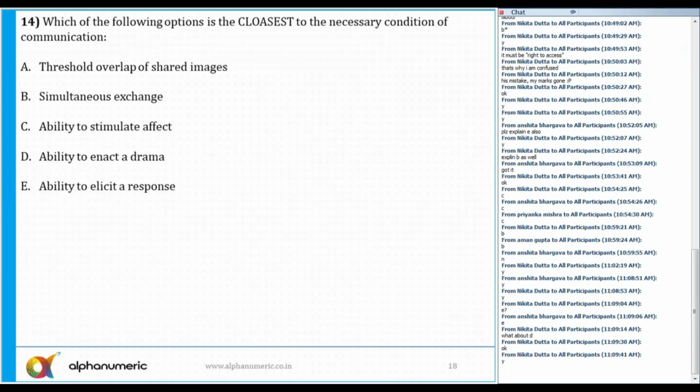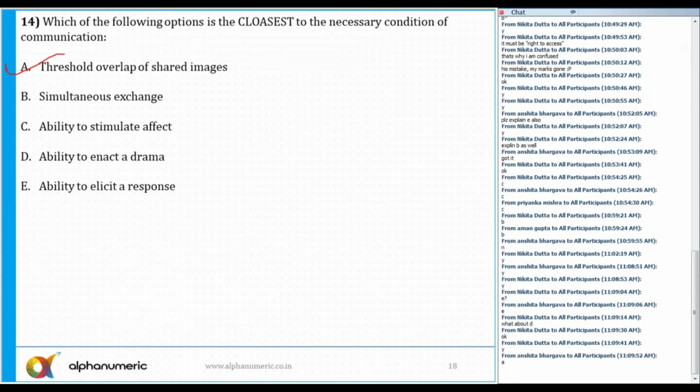14. Which of the following options is the closest to the necessary condition of communication? According to him, for communication, there has to be an overlap of shared images. Absolutely. So I think for 14, A is the best answer.